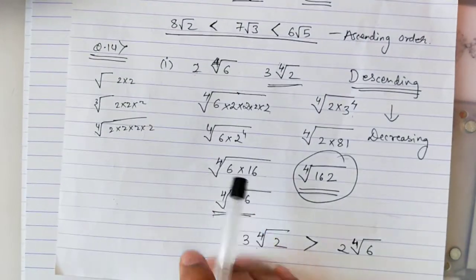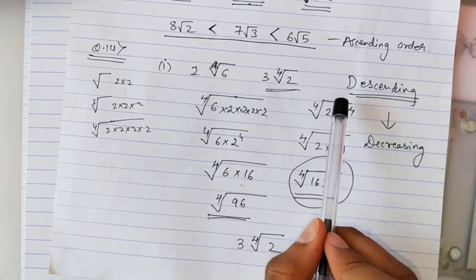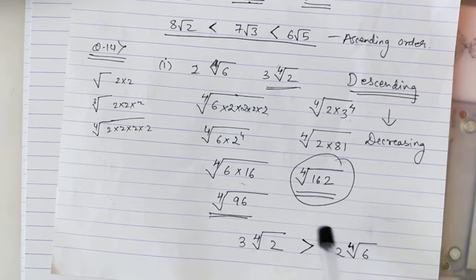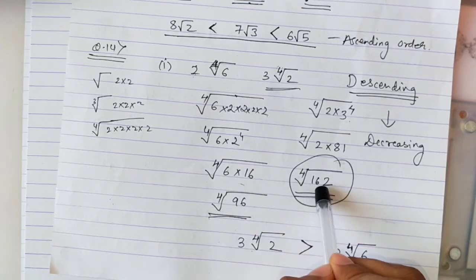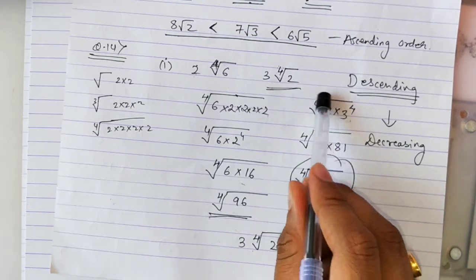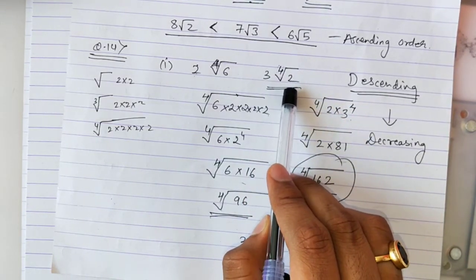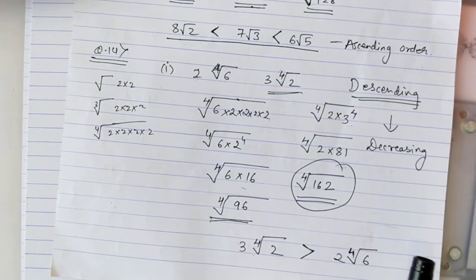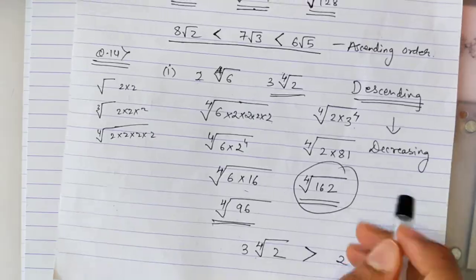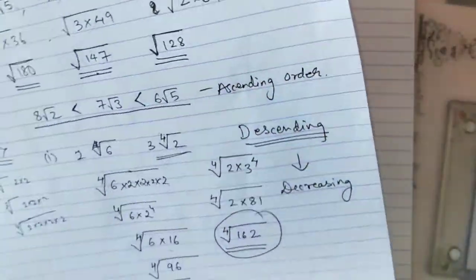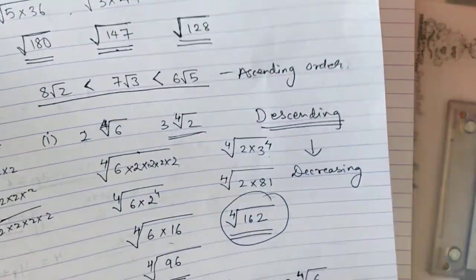In question number 14, we did the same thing, but this was descending order. That means the bigger number will come first and then the smaller number. Here you see 4th root of 96 and 4th root of 162. The bigger number is 162, which is 3 4th root of 2, so that comes first, and it is greater than the smaller one. Descending means the bigger number comes first. Based on that, we did question number 14, first and second sum.